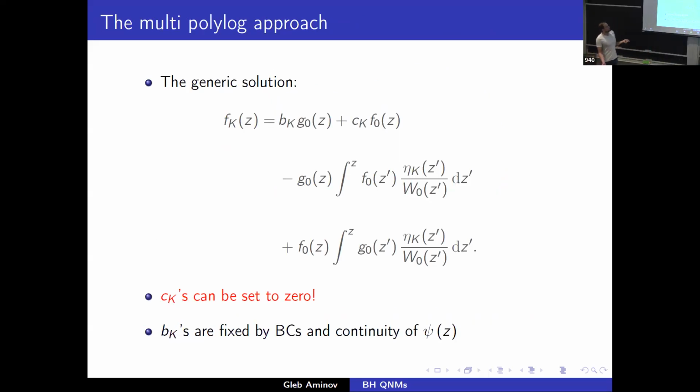So the generic solution at each order is given by this Lagrange variation of constants. You can write it in this way. At each order, your contribution is given by this integral. f0 and g0 I already told you, the leading order solutions, and eta k just depends on all the previous orders, so it's perturbative and recursive. The ck's you can put to 0; this is just the overall normalization of the wave functions. And the constants bk here, you compute by applying the boundary condition and the continuity condition.